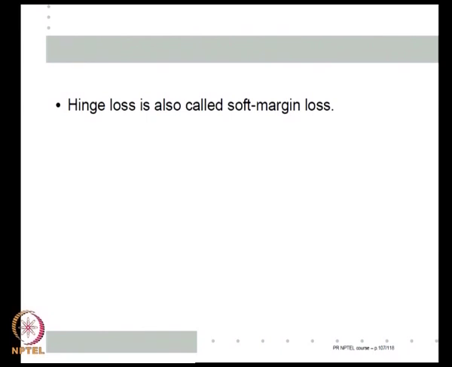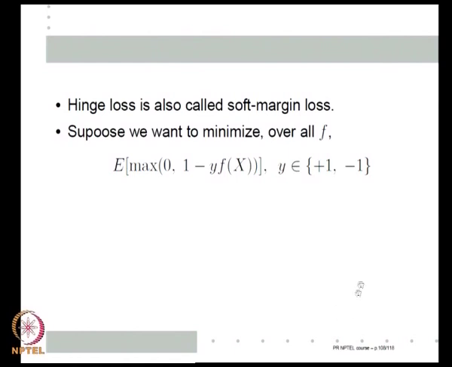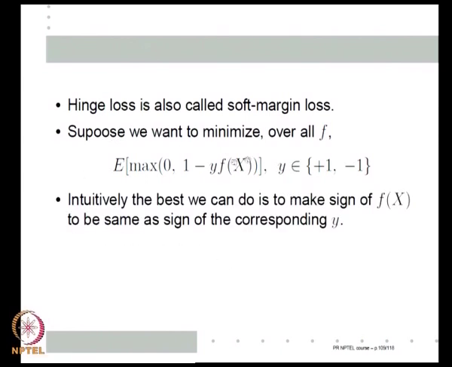Okay. Hinge loss is also called soft margin loss. Suppose we are actually minimizing the expectation with respect to soft margin loss, say y is plus 1. So, we want to find a model such that we minimize the expectation of max(0, 1 minus y f(x)). What is our best bet? We always want this max(0, something) to be 0. So, we want 1 minus y f(x) to be always non-positive if possible. That I can do if I always make y and f(x) of the same sign. Right.